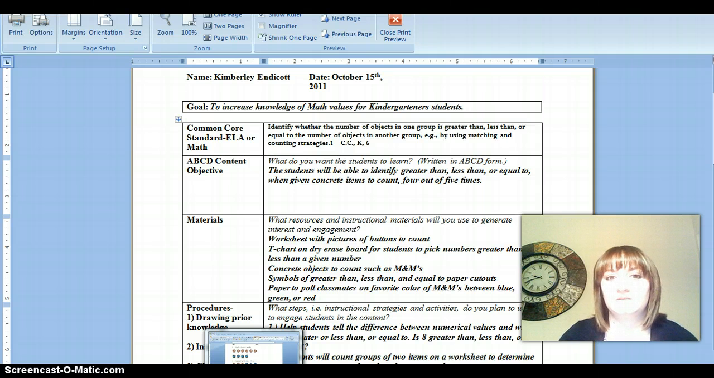The content objective: the students will be able to identify greater than, less than, or equal to when given concrete items to count 4 out of 5 times.